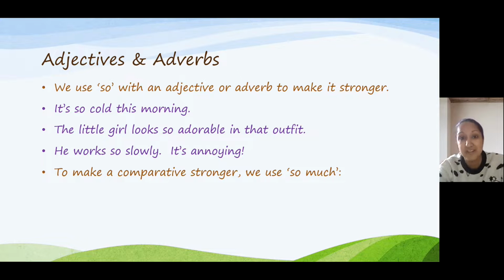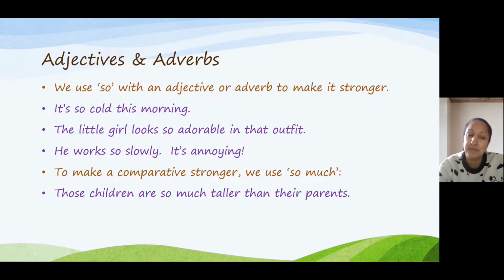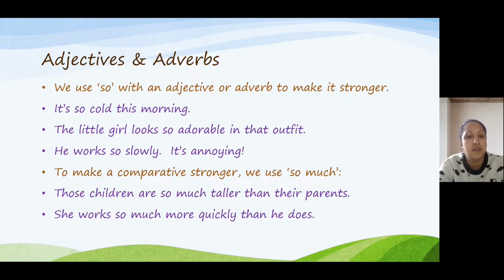To make a comparative adjective or a comparative adverb stronger, we use so much. For example, those children are so much taller than their parents. So they're not just taller than their parents, but they're so much taller than their parents. There's a big difference. She works so much more quickly than he does. So she doesn't just work more quickly, but so much more quickly.